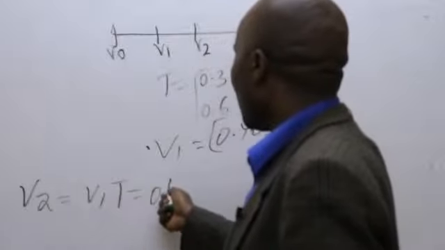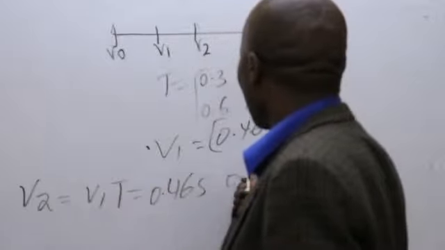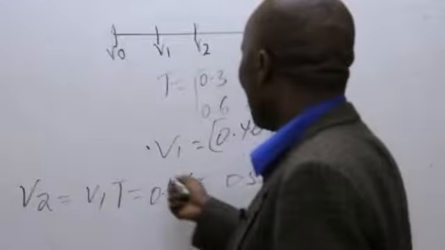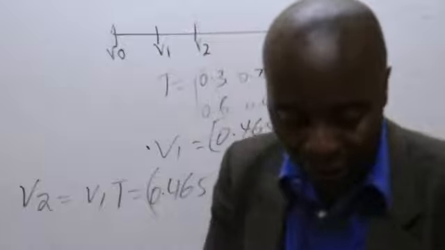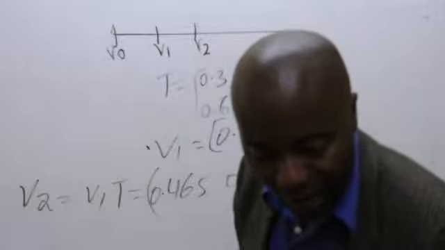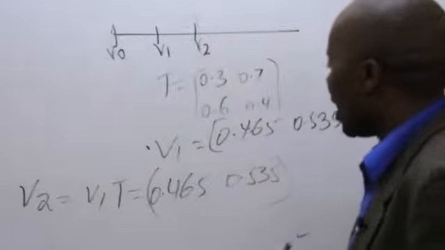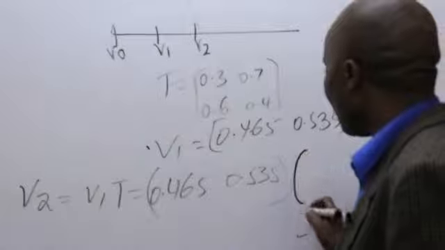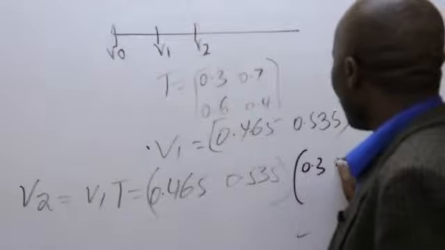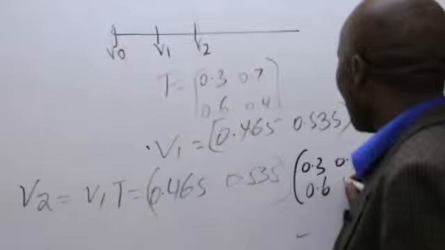Vector 1 is 0.465, 0.535, multiplied by our T matrix. How will this T matrix look? So we have our T matrix, ladies and gentlemen, which is 0.3, 0.7, and 0.6, 0.4.